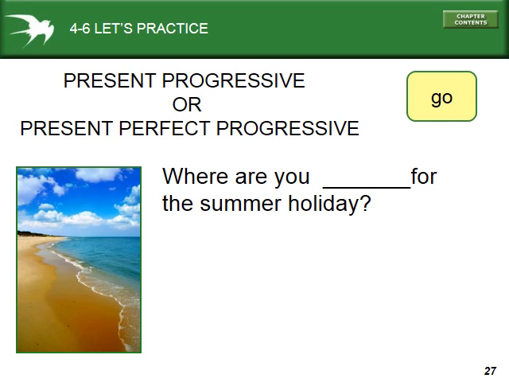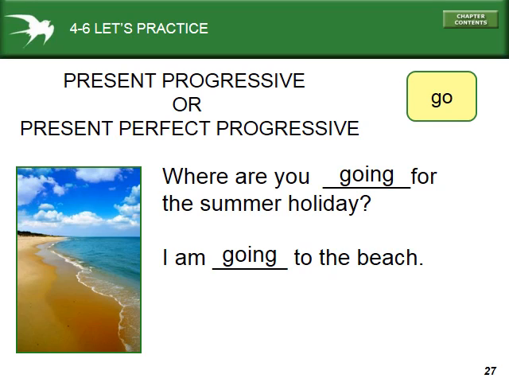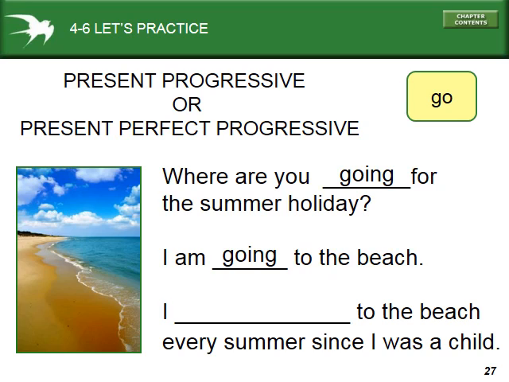What about this? Where are you for summer holidays? Now in this case, are we talking about the present or the future? Are we talking about a plan or are we talking about the duration? In this case, we're talking about a plan. So where are you going for the summer holidays? In this case, I'm blank to the beach. So are we talking about a plan or duration? In this case, it's a plan. I'm going to the beach.